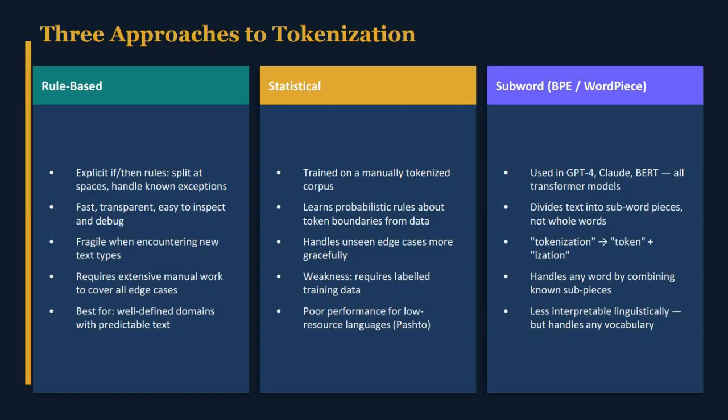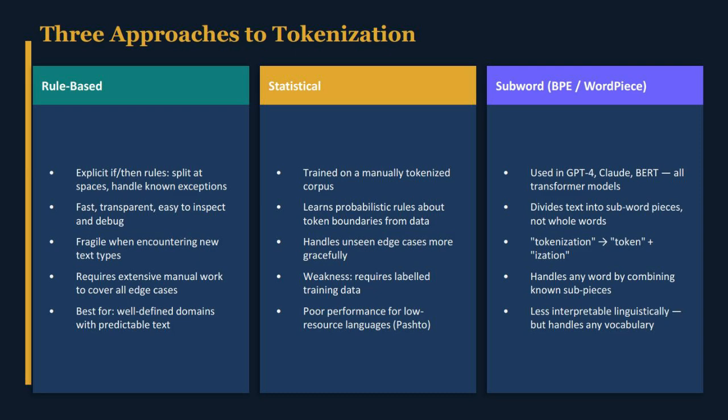Now let's discuss the different types of tokenization. How do NLP systems actually perform tokenization? There are three main approaches. Approach one, rule-based tokenization. The simplest approach is to write explicit rules: split at spaces, then handle known exceptions. Rule-based tokenizers are fast, transparent, and easy to understand. Their weakness is that they require extensive manual work to cover all the edge cases of a language.